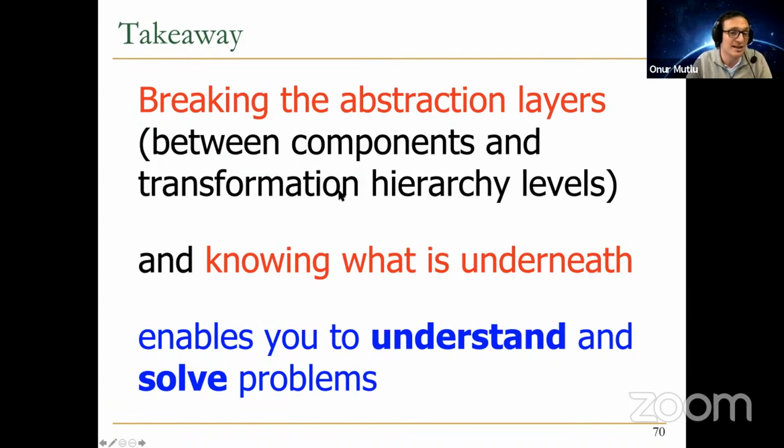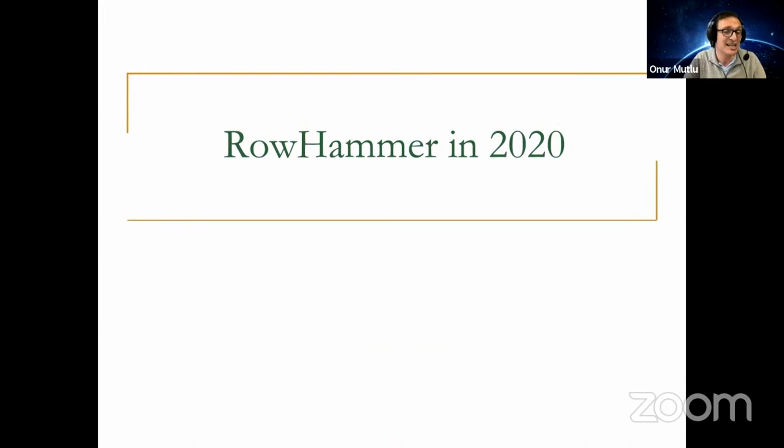But basically, RowHammer is another example of how breaking the abstraction layers between the components and transformation hierarchy levels, and knowing what goes on underneath, enables you to understand what's going on and solve the problems, potentially attack the systems, and also create new solutions. And as I said yesterday, RowHammer is still an open problem.